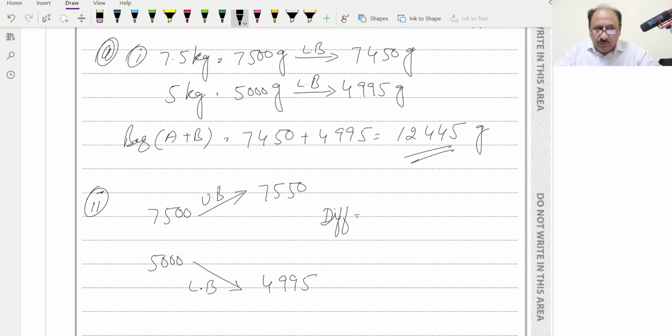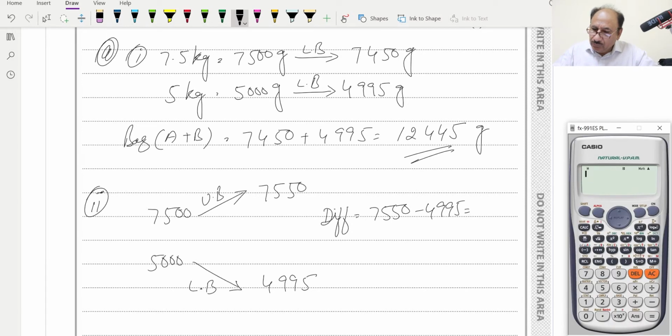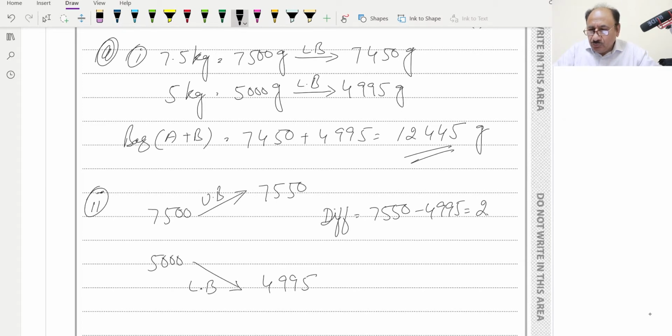Difference will be equal to 7550 minus 4995, and this will be 2555. So 2555 grams. This will be the answer for this one.